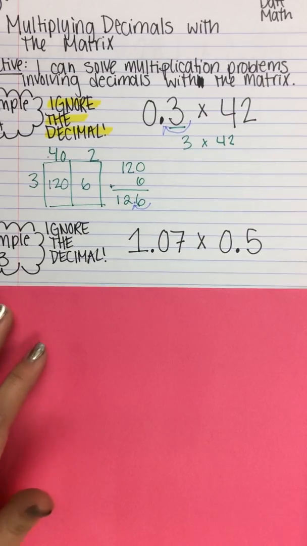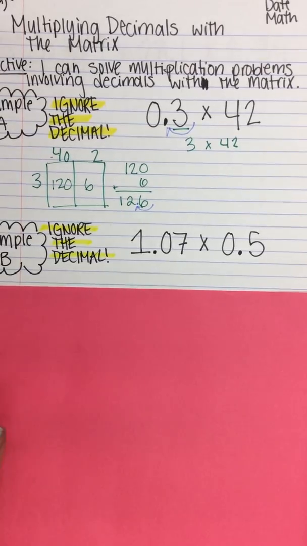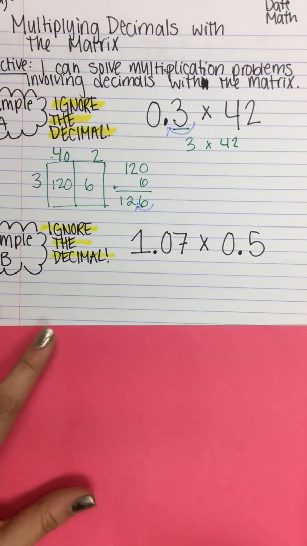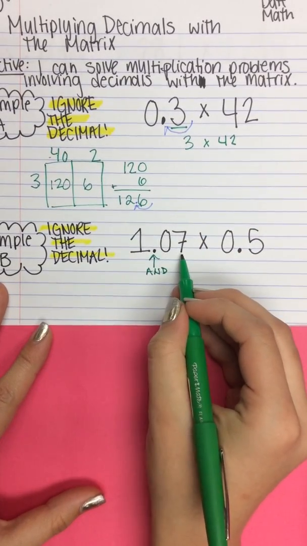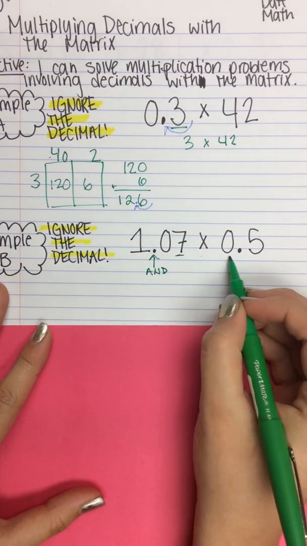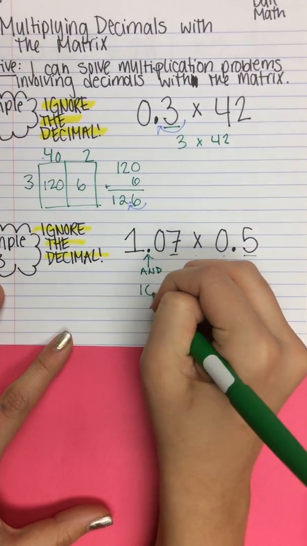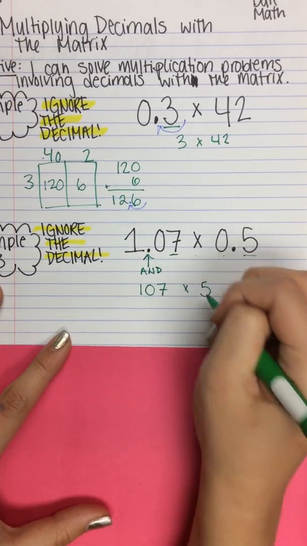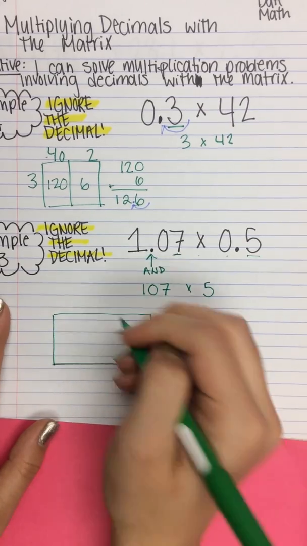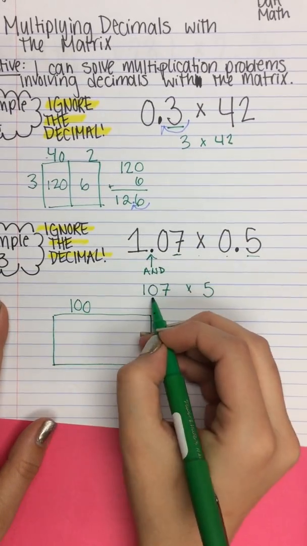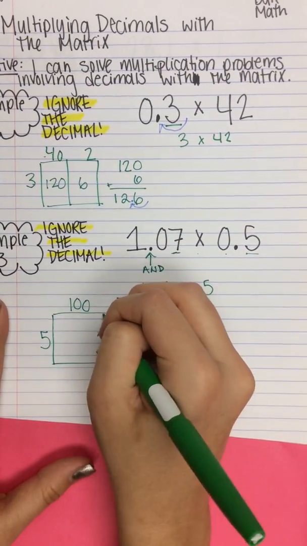Example B, start off by ignoring the decimal. Let's make this into a whole number problem. So 1 and, when we see the decimal, we say the word and, 1 and 7/100 times 5/10. This is going to become 107 times 5. So I have a 3-digit by 1-digit, but my 10th place is a 0, so I'm just going to skip that one and write 7 times 5.